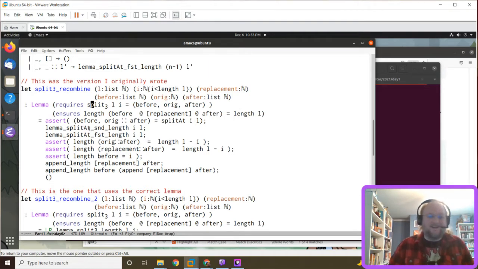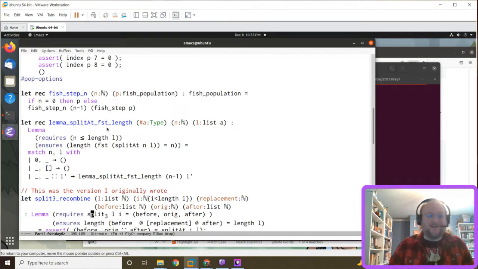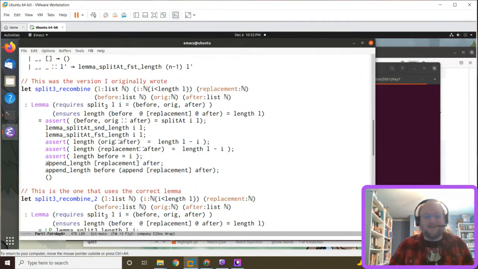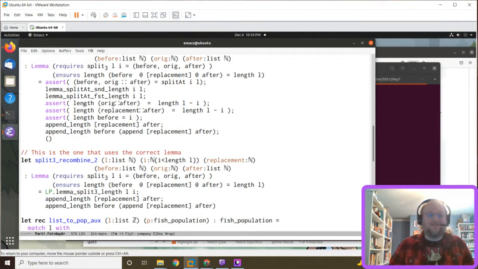The way I did it is I said, well, split 3 is implemented in terms of split at, and we've got one lemma from the standard library about that, and one we can write. And then we've got a lemma in the standard library about how long a list is once you append it. It's the sum of the individual lengths. I was kind of puzzled why there weren't more useful lemmas about split 3. And it turns out there were. I was just looking in the wrong library.